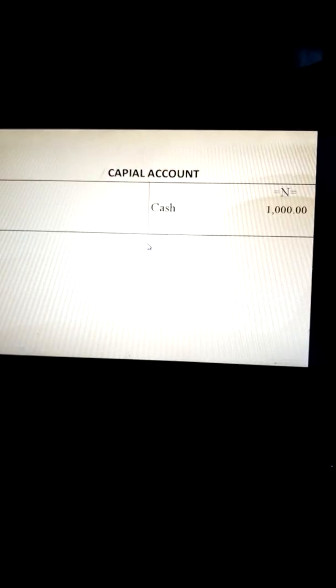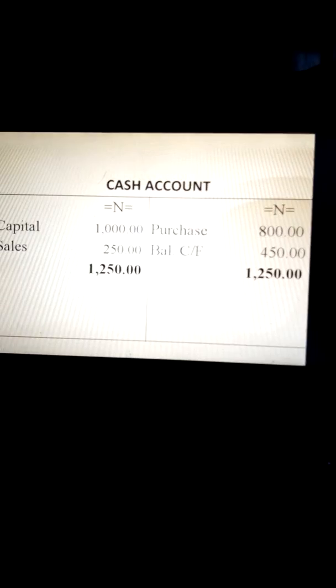So back to the third transaction. Now the third transaction is sales. We sold only 1 bottle, and we sold it for 250 naira cash. So cash is also going to be increased by 250 naira. Therefore, we debit cash account because it's increasing the asset. So we debit cash account with 250 naira. We have been able to look at the 3 transactions that took place in this example.